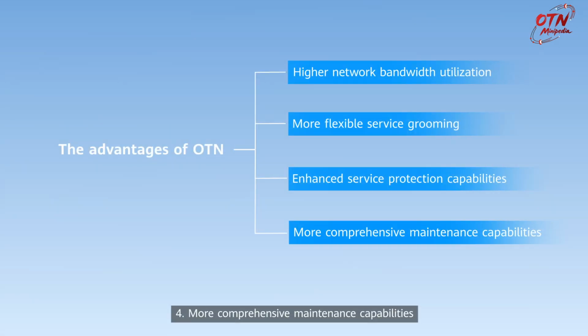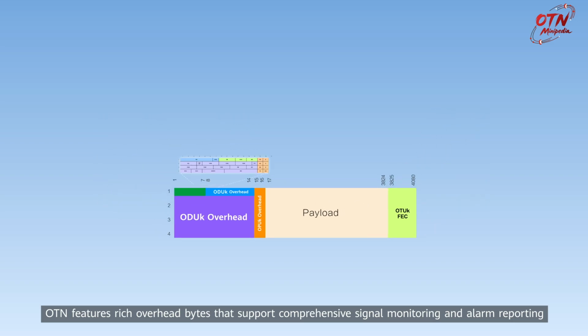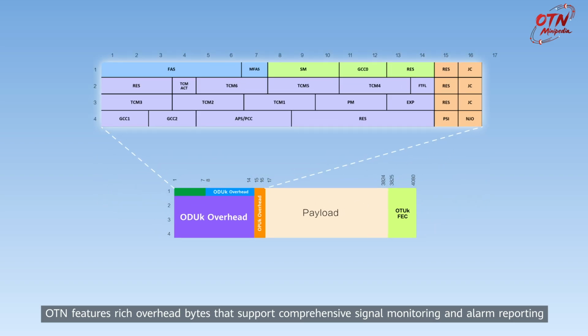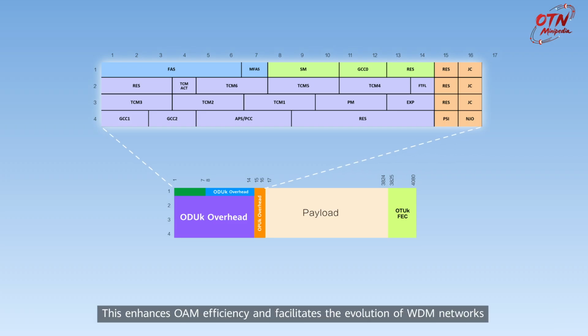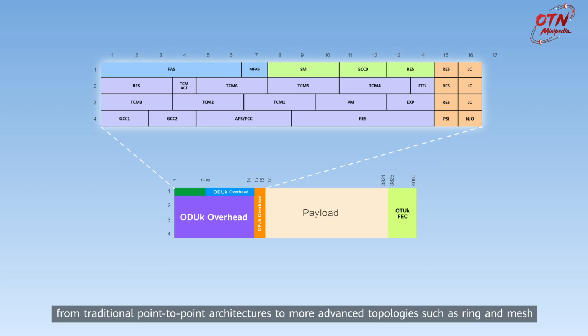4. More comprehensive maintenance capabilities. OTN features rich overhead bytes that support comprehensive signal monitoring and alarm reporting. This enhances OAM efficiency and facilitates the evolution of WDM networks from traditional point-to-point architectures to more advanced topologies such as ring and mesh.